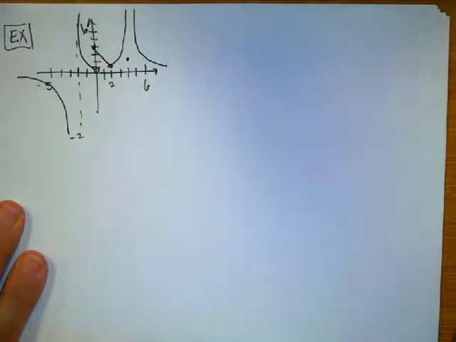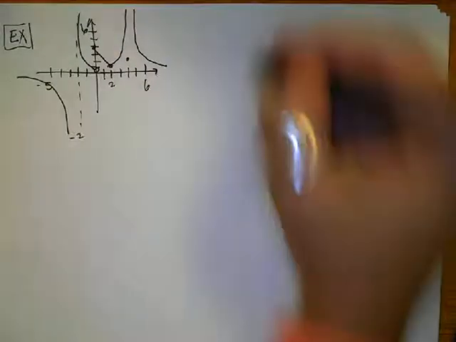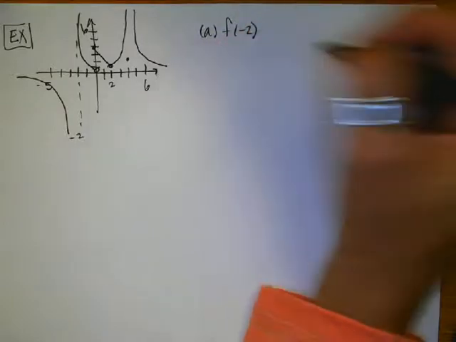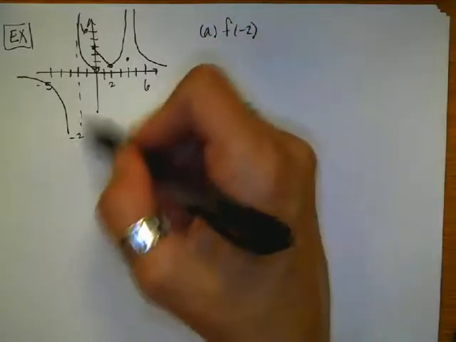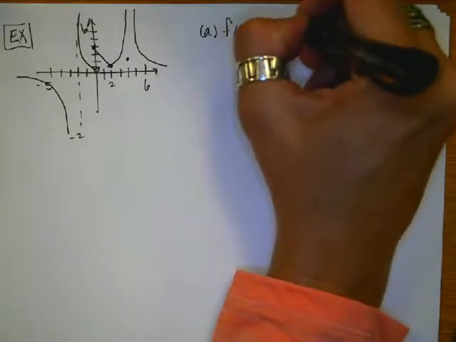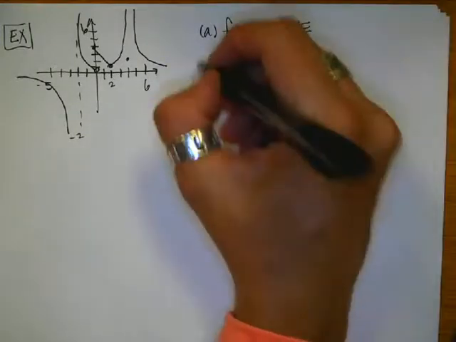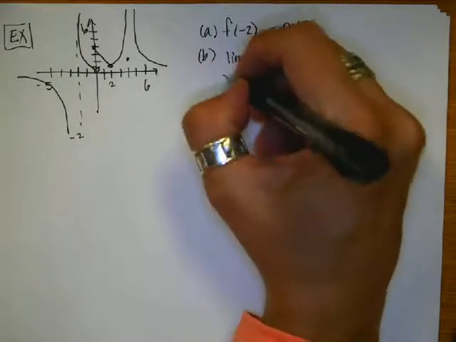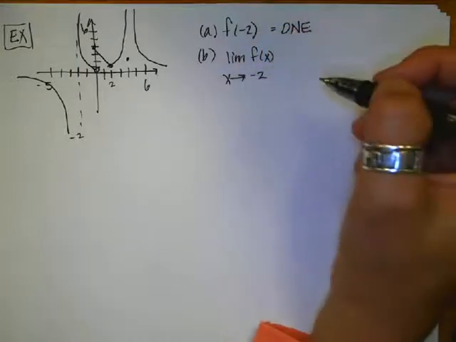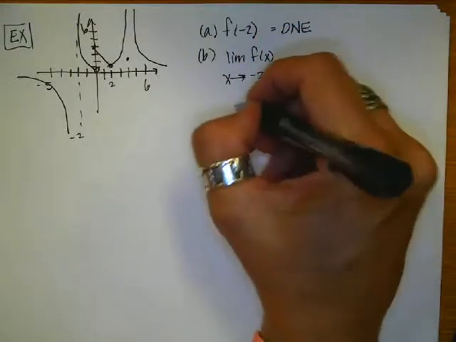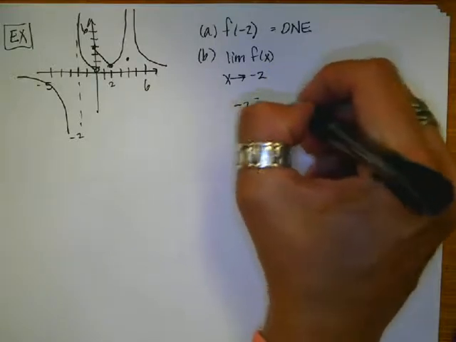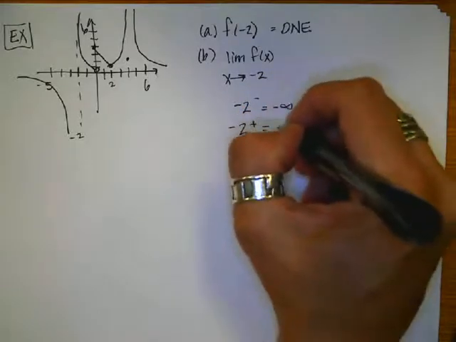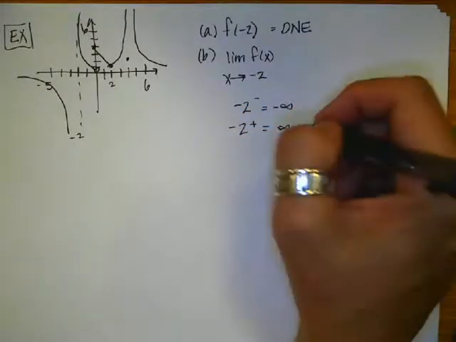Now let's do some different evaluating. So let's say I want to do f of negative 2. Okay, well at negative 2 I have a vertical asymptote, so the function does not exist at f of negative 2. Well then I want to talk about the limit of the function as x approaches negative 2. Well, if I think about it, as I approach negative 2 from the left, I would get a negative infinity. And as I approach negative 2 from the right, I'm going to get a positive infinity. The right and left hand limits do not agree, therefore the limit does not exist.